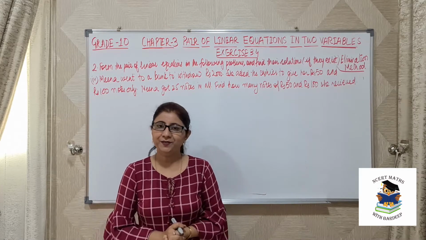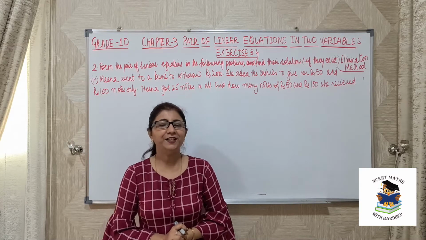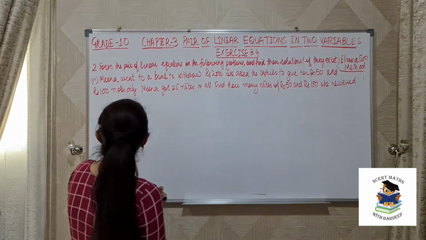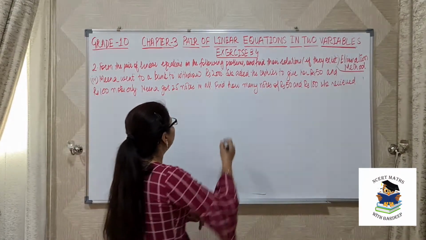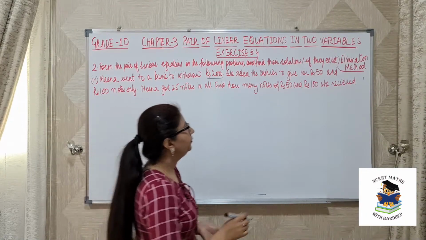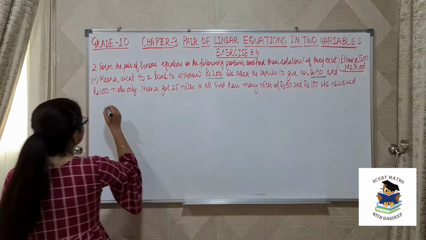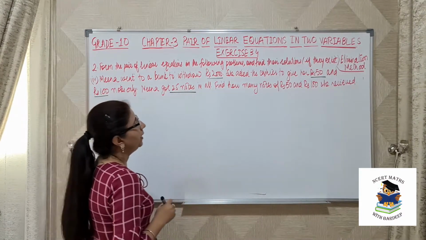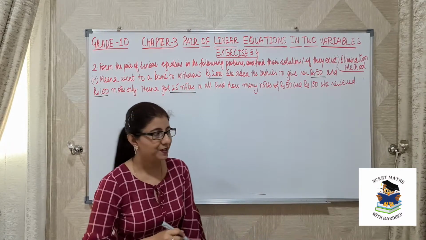Today we are continuing our exercise number 3.4 of chapter 3, that is pair of linear equations in two variables of grade 10. So the fourth part of second question is: Meena went to a bank to withdraw rupees 2000. She asked the cashier to give her 50 rupees notes and 100 rupees notes. So total she got 25 notes. Find how many notes of rupees 50 and rupees 100 she received.